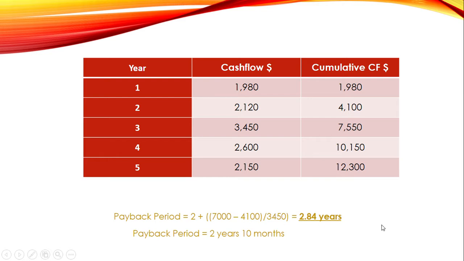For example, if the examiner asks you for the years and the months, the 2 years stays the same. The months you can calculate by 0.84 multiplied by 12, so it becomes 2 years and 10 months.